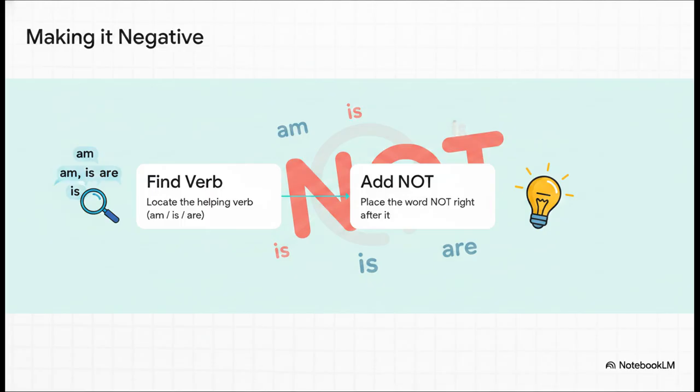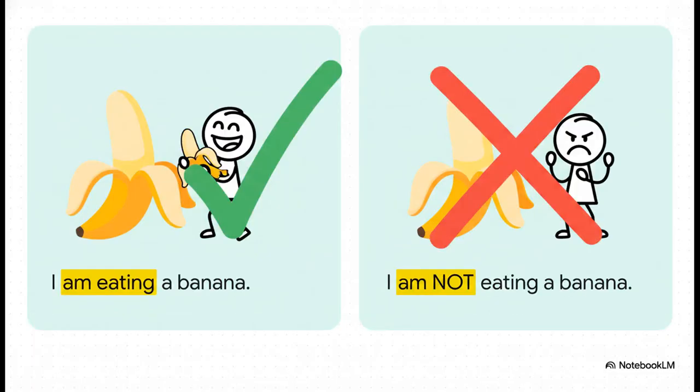You don't change the verb. You don't touch the subject. Literally, all you have to do is find that helping verb, the am, is, or are, and drop the word not right after it. Let's look at a side-by-side comparison. Check this out. Inserting that one single word totally flips the meaning, with zero other structural changes.